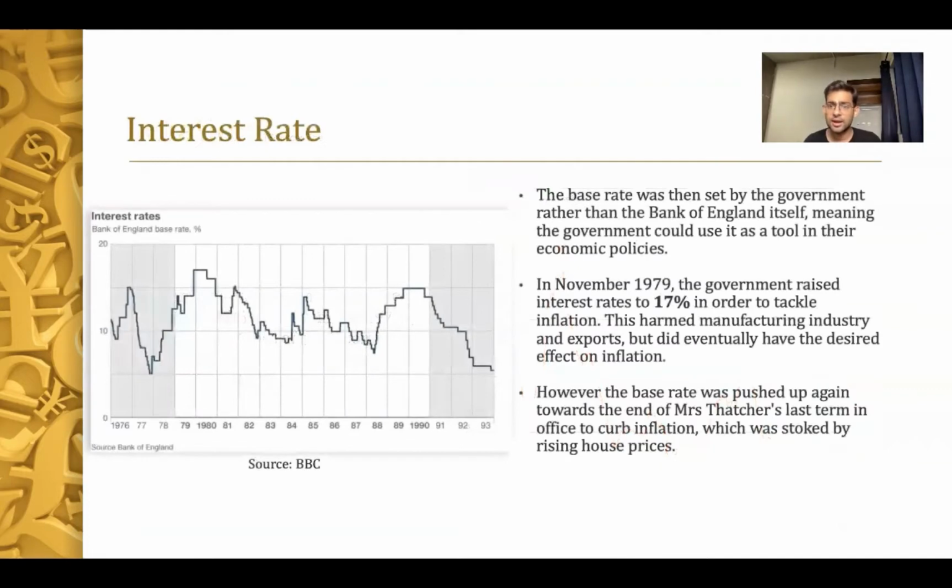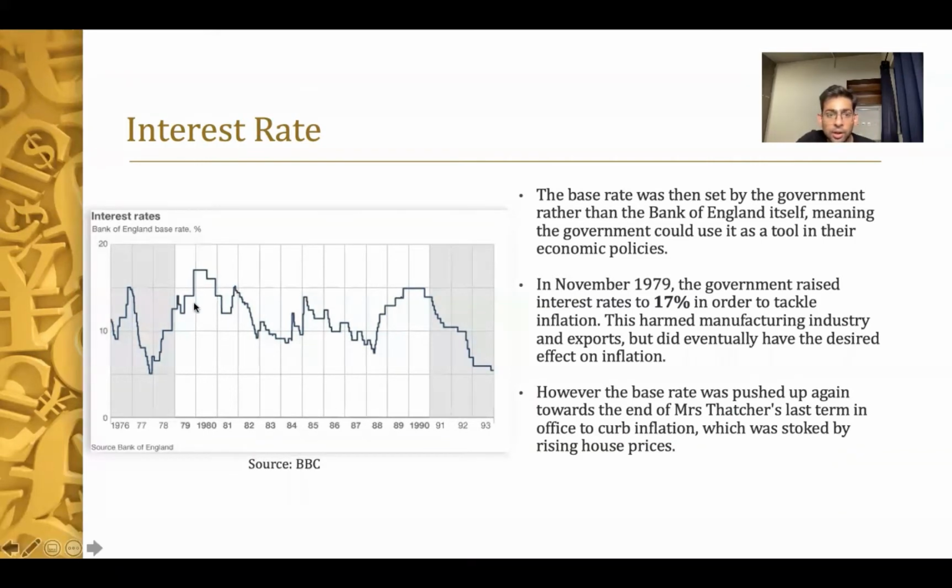The interest rate, on the other hand: in the UK, at that time, the government did have the authority to set the interest rate on their own, so it could use it for their monetary policies. So in November 1979, the government raised interest rates to 17% in order to tackle inflation. Now this harmed the manufacturing industry and exports, but did eventually have the desired effect on inflation.